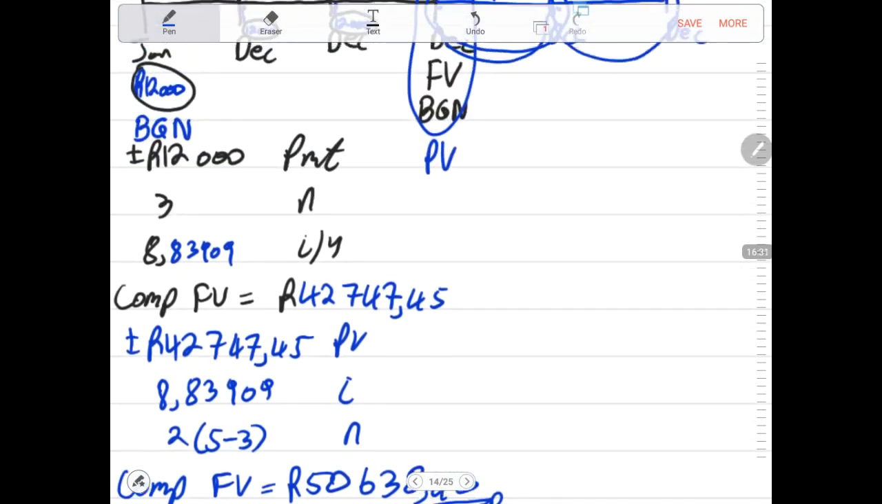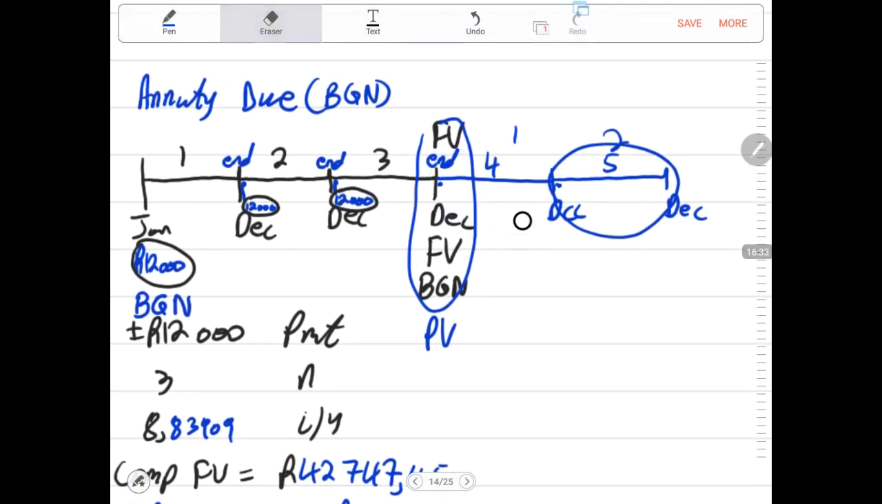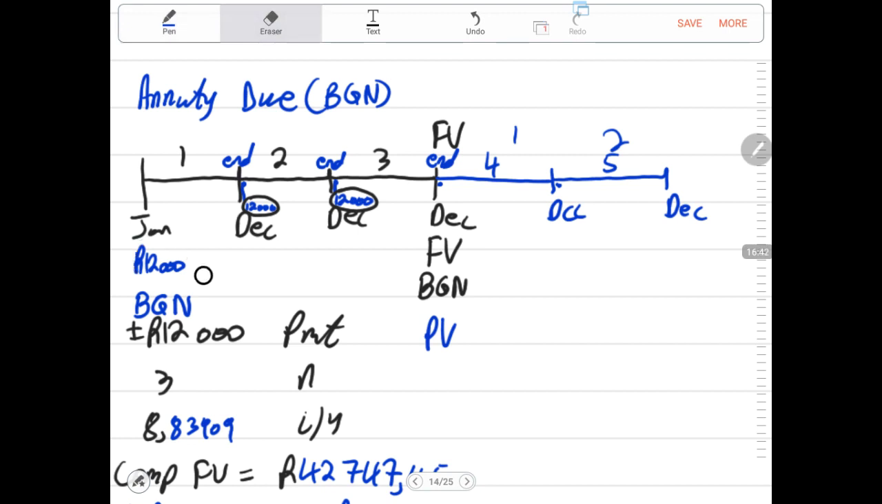And now I want to stress again the usage of the BGN. It is very important to highlight this. The reason why I'm highlighting it is because there's normally a confusion in how we teach this as colleagues or lecturers, and it does not easily go through the minds of students. 12,000 is borrowed in January in year 1, and 12,000 is borrowed in January year 2, and 12,000 is borrowed in January of year 3.